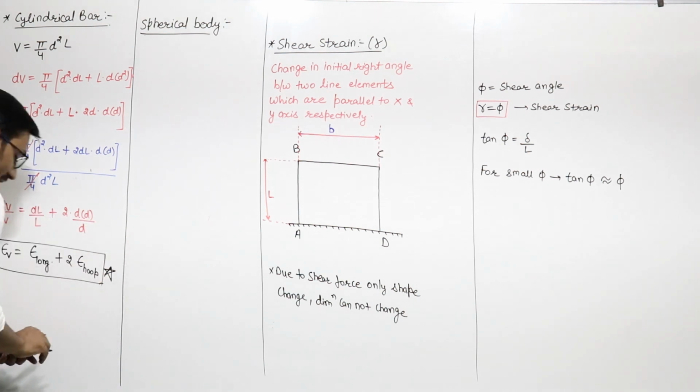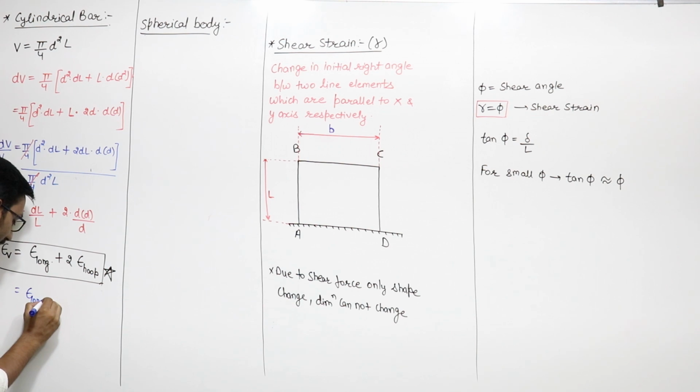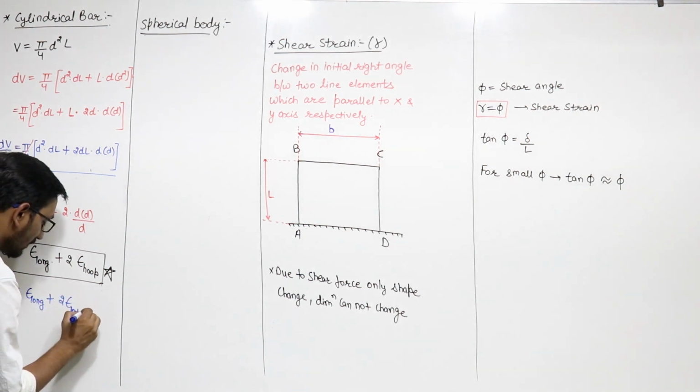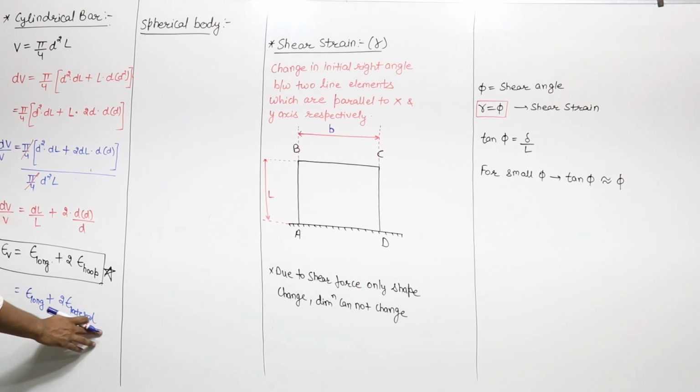And this hoop strain you can also write as your longitudinal strain plus 2 times your lateral strain. Hoop strain is also a lateral strain. So this is the volumetric strain in case of a cylindrical bar.